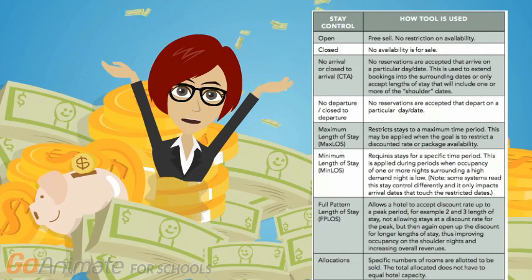Let's look at no departure, also known as closed to departure. This is where guests checking out on a specific date are prevented from doing so. Only reservations that are staying through the closed to departure date would be accepted. The stay control is particularly useful when wanting to restrict the number of guests checking out on a specific day.